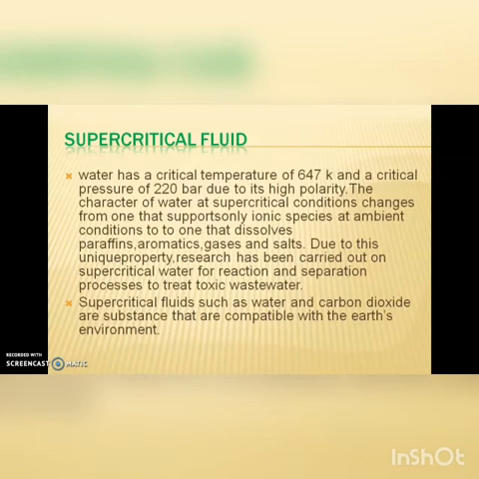The second, water, has a critical temperature of 647 Kelvin and a critical pressure of 220 bar due to its high polarity. The character of water at supercritical conditions changes from one that supports only ionic species at ambient conditions to one that dissolves paraffins, aromatics, gases and salts. Due to its unique properties, research has been carried out on supercritical water for reaction and separation processes to treat toxic wastewater. Supercritical fluids such as water and carbon dioxide are substances that are compatible with the Earth's environment.